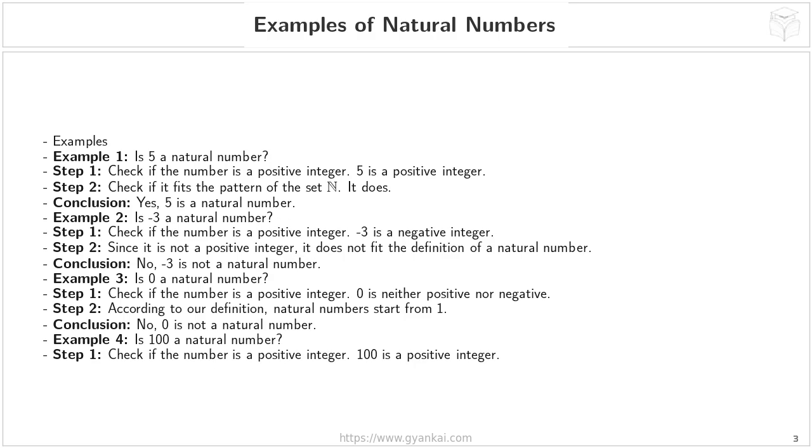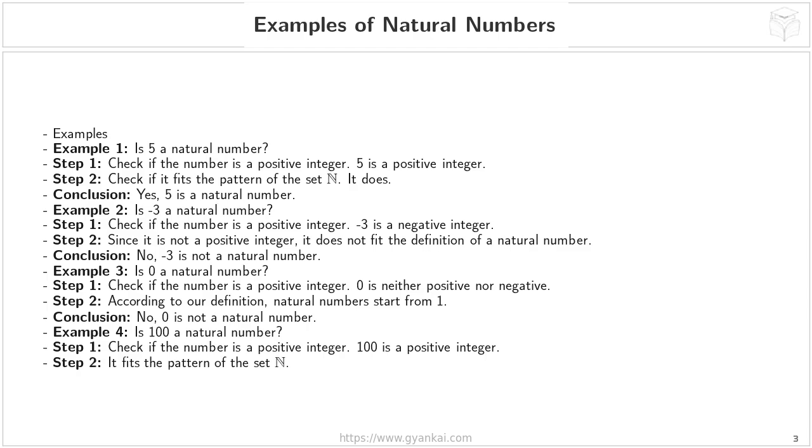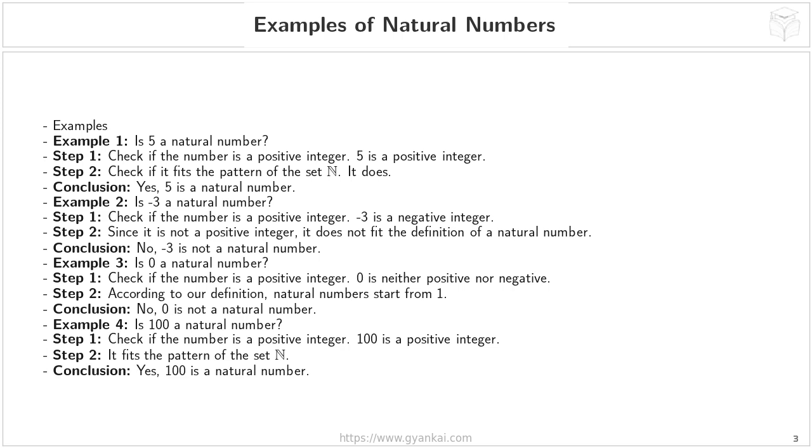Step 1, is 100 a positive integer? Yes, it is. It's a whole number and it's greater than 0. Step 2, does it fit the pattern of the set of natural numbers? Yes, it certainly does. It continues the sequence, 1, 2, 3, all the way up to 100 and beyond. So the conclusion is yes, 100 is a natural number.